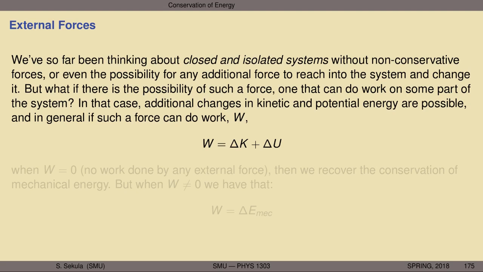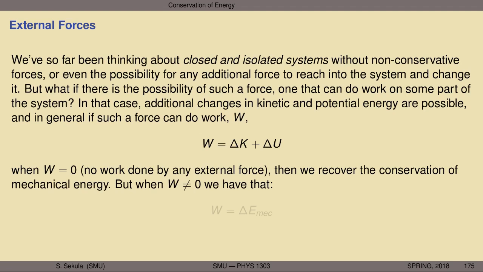Right, so we know that work is equal to the change in kinetic energy, and work is equal to the negative of the change in potential energy. So any work that's done on a system with a fixed amount of kinetic and potential energy will cause changes in one or both of these things. Now, when W is equal to zero, that is when no work is done on or by any external force, then of course we recover the conservation of mechanical energy. The sum of the changes in kinetic and potential energy will be zero.